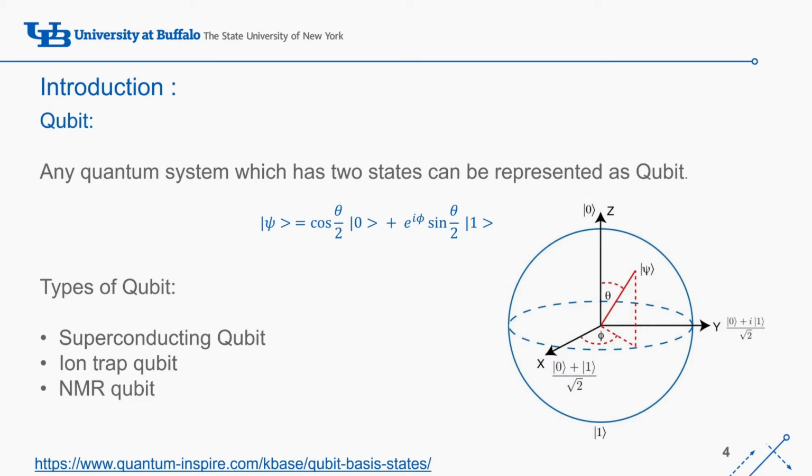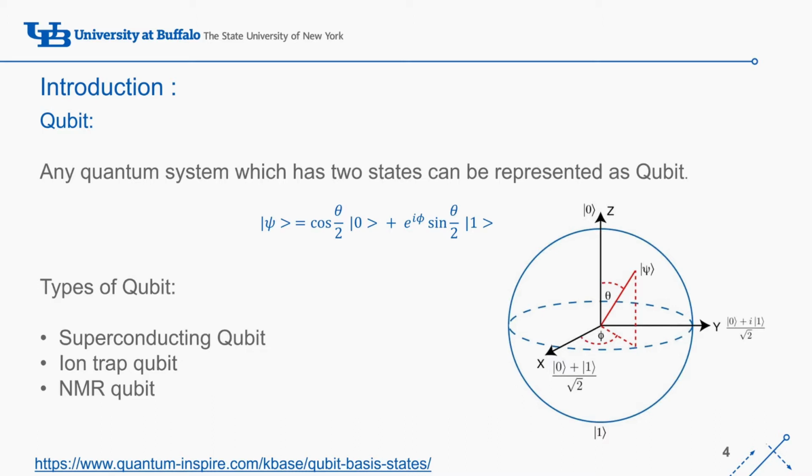So first thing, introduction. What is a qubit? Any quantum system which has two states can be represented as a qubit. Sometimes you can also think of it as 0 and 1 state, and both of them are basically superimposed. So a superposition of these two states, we can think of it as a qubit, and you can also think of it in terms of a Bloch sphere that you can see here on the right side of the screen.